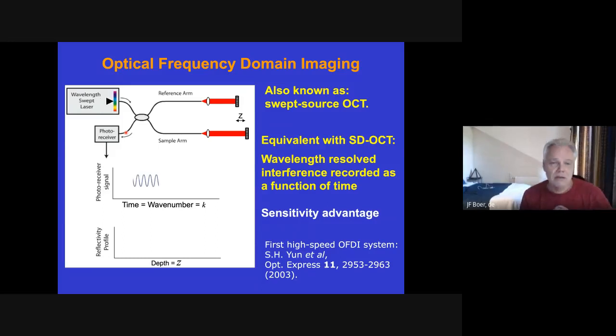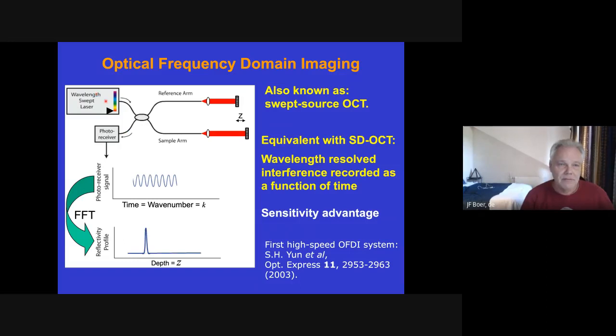Yes, there it goes. So you can see the black arrow move. Let's try it again. You see this black arrow move over the spectrum, and at the same time, we see the photoreceiver signal and the interference pattern. And in the bottom graph, we do a Fourier transform of this interference pattern, and we get our depth profile.